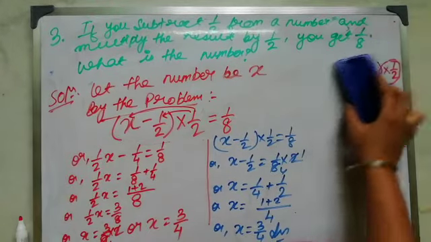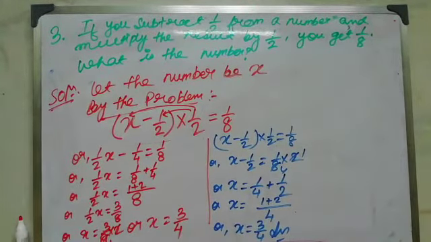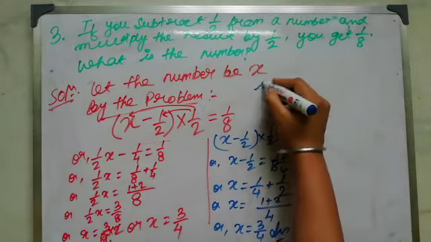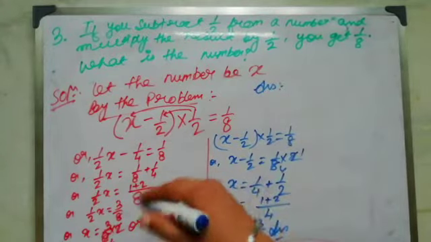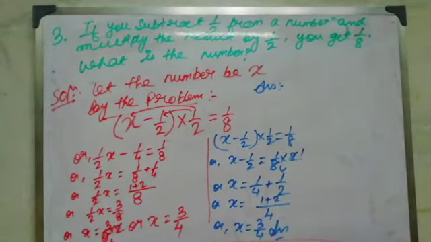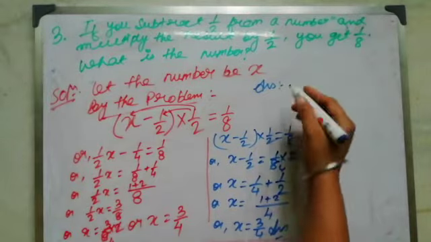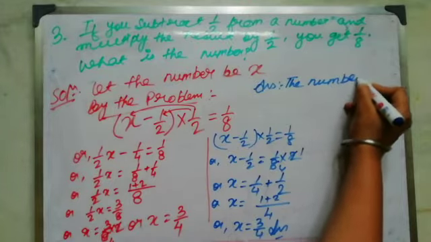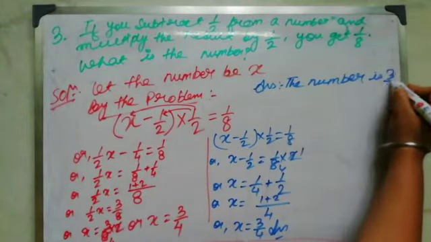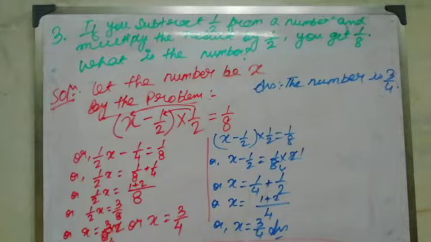Yes, but I am forgetting one thing. How can we write the answer? So, I will write the answer here. You can write the number is, or the required number is, anything which is suitable for you, or anything which you wish rather. The number is 3 by 4. Acha, many a times students think, oh 3 by 4, I am not liking the number.